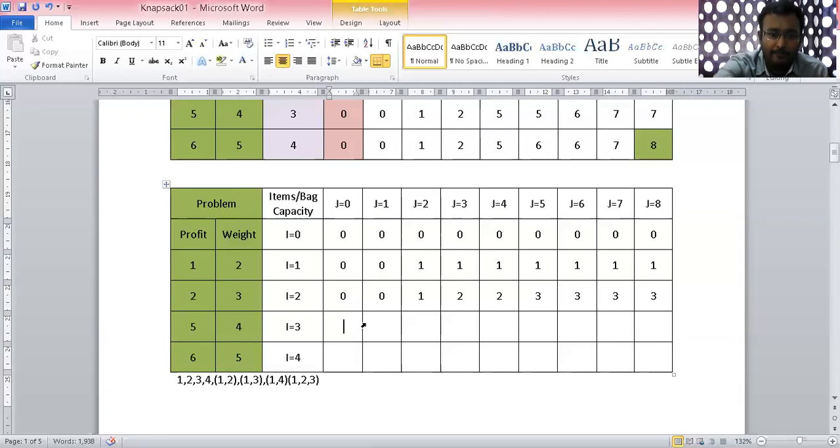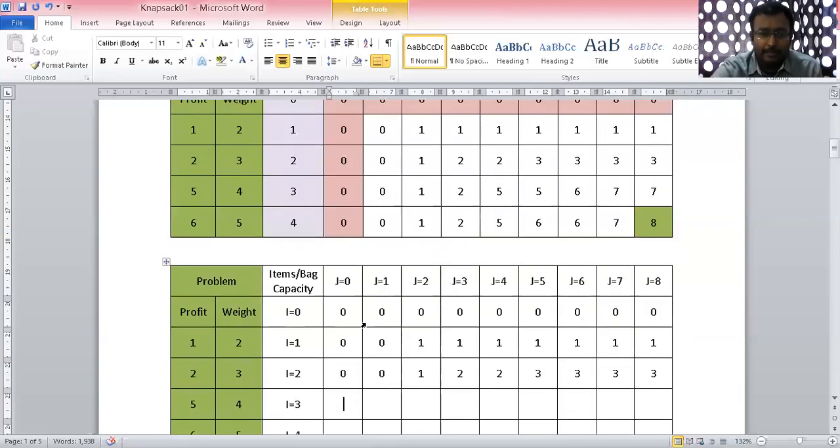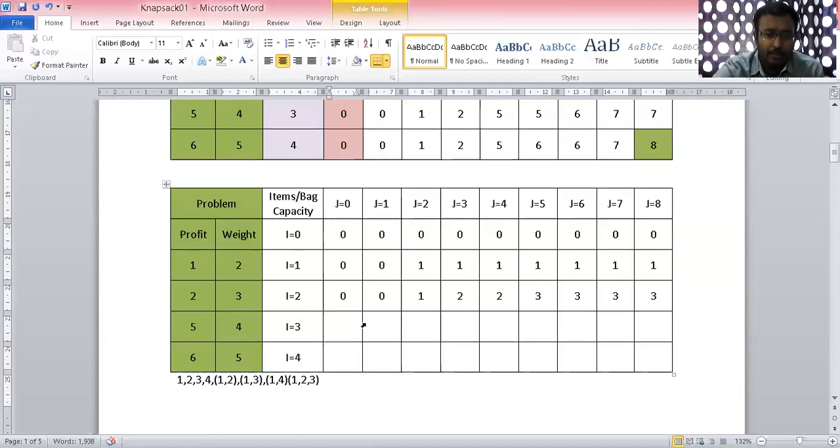Moving on to the next row. Now I am in row 3. Now I can have the choice of selecting 3 items. Any one item, or I can select a choice of 2 items or all the 3 items. But one thing I have to always keep in mind, I should not exceed my bag capacity.